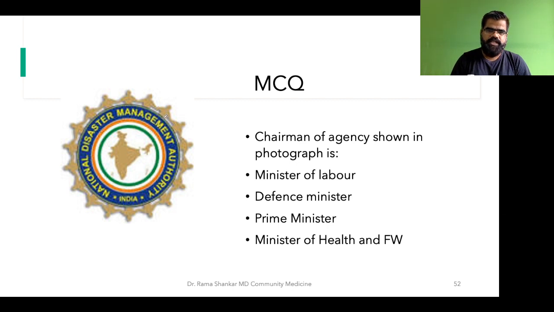Now you see disaster management, the National Disaster Management Authority picture is shown here. The chairman of the agency is shown. Who is the chairman of this NDMA? Is it Ministry of Labor, Defense Minister, Prime Minister, or Ministry of Health and Family Welfare? What do you think? So the chairman happens to be the Honorable Prime Minister.